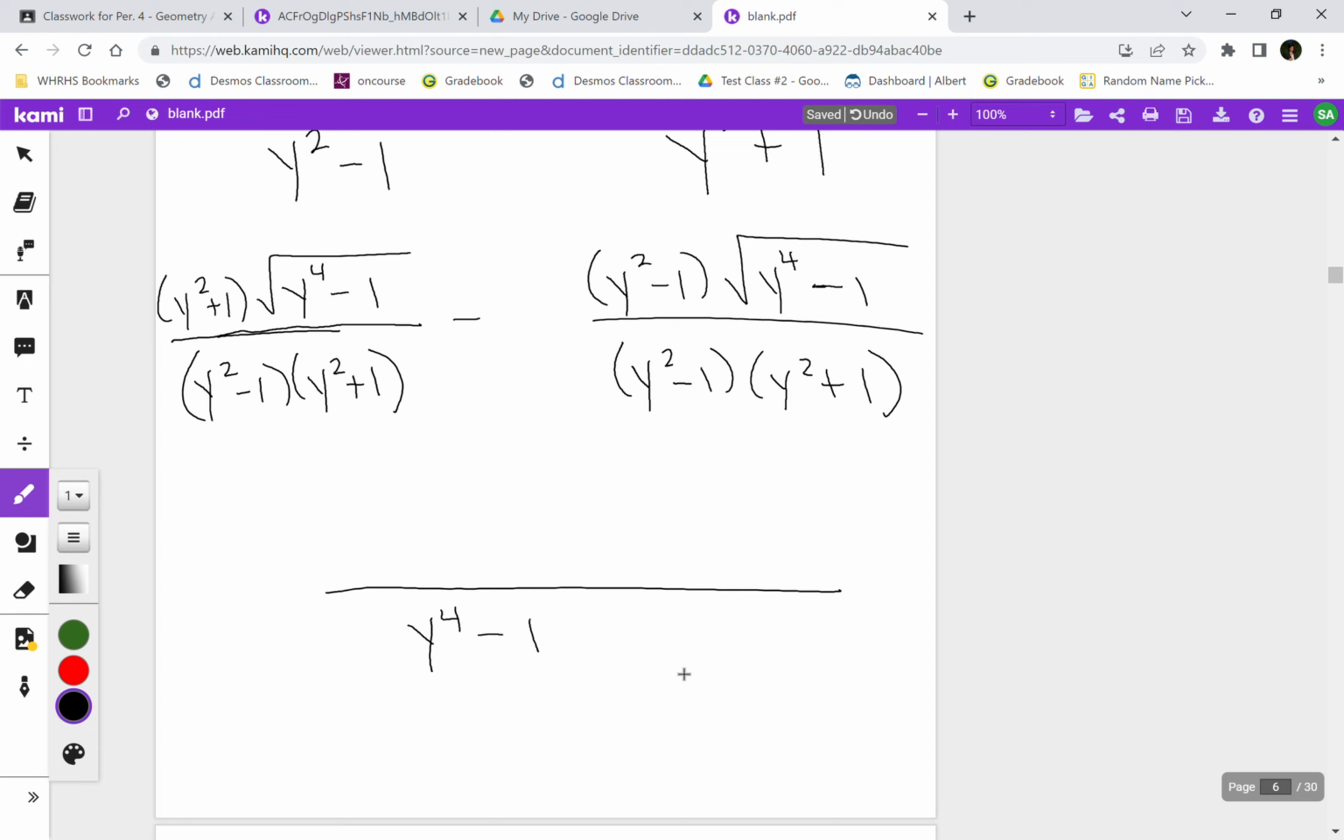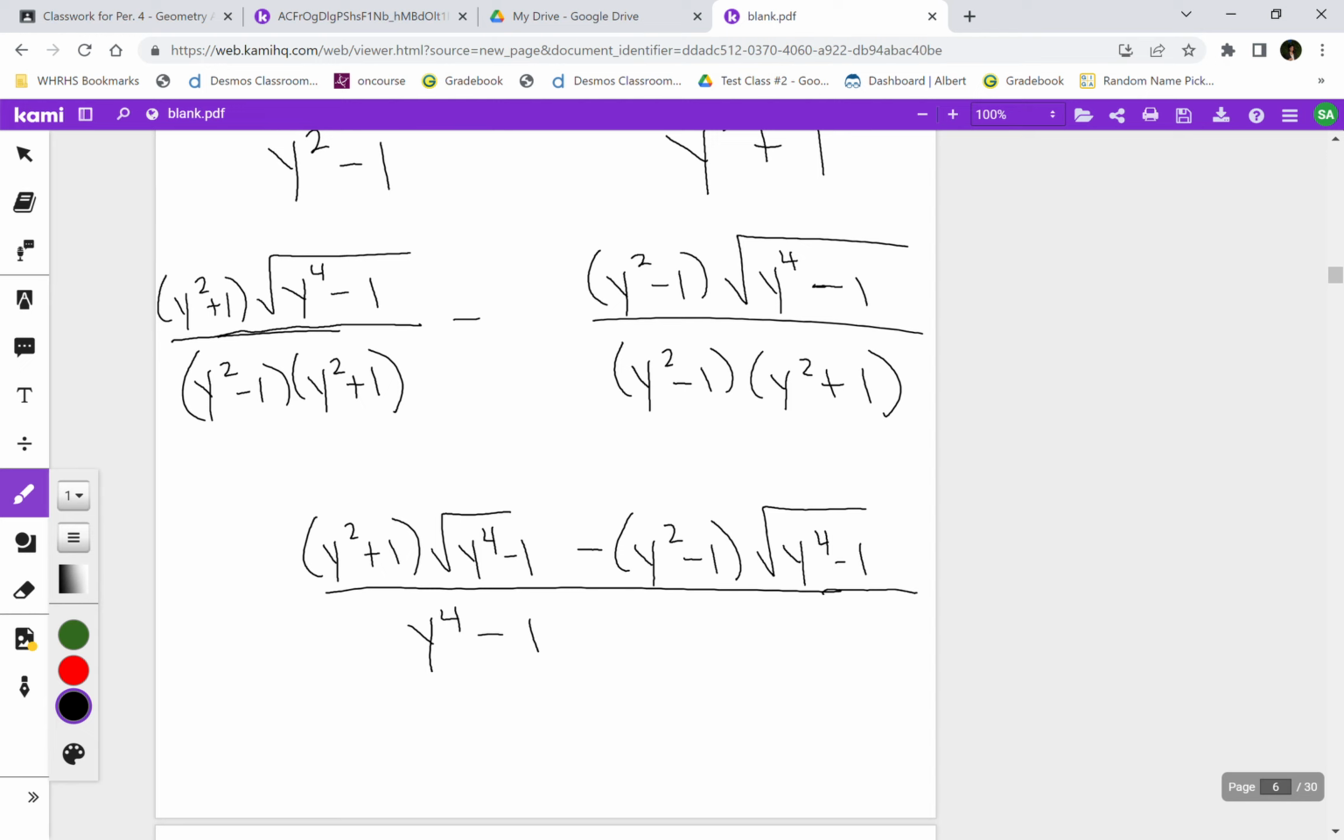And in our numerator, I'm going to get the quantity of y squared plus 1 root y to the 4th minus 1 minus the quantity of y squared minus 1 root y to the fourth minus 1. Can I pull out a root of y to the fourth minus 1 here? Look, there's our minus sign. Look to the left of the minus sign. Look to the right of the minus sign. Is there a common factor? Yes, the root of y to the fourth minus 1.